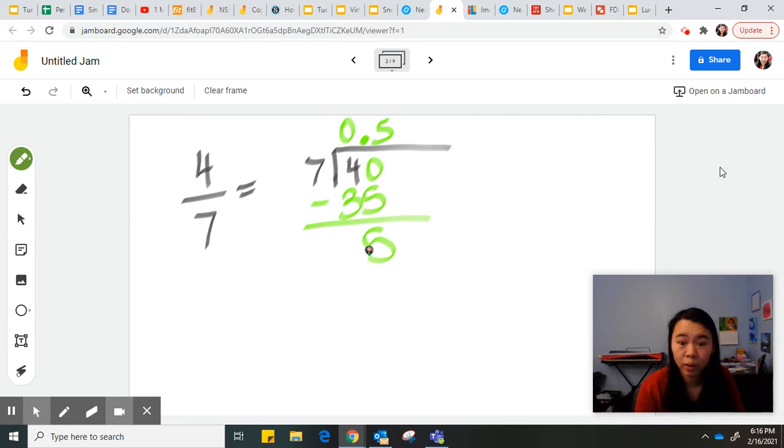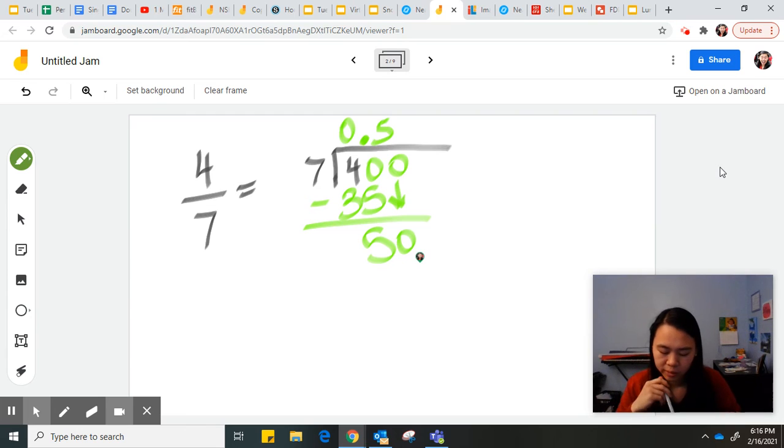What do I bring down? If you have nothing there, you're bringing down a 0. All right, now we're going to start over. How many times can 7 go into 50? 7 times 8 is 56. That's a little bit too much. 7 times 7 is 49. Okay, 7 times 7, 49.